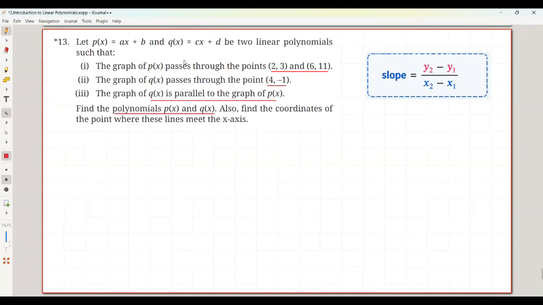Okay, so for finding A, B, C, D, if the 2 points are given, how to find A? A is nothing but slope, correct? So P of x is given. P of x is equal to Ax plus B. Here A is nothing but slope. We already learned, A is nothing but slope. B is nothing but y-intercept.